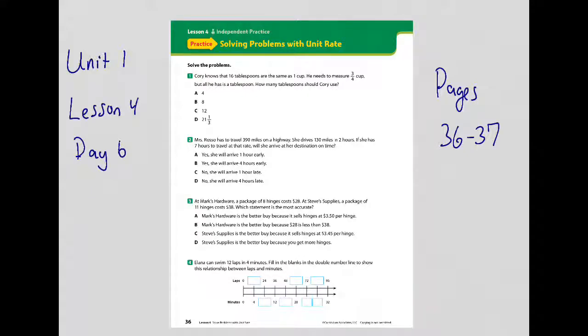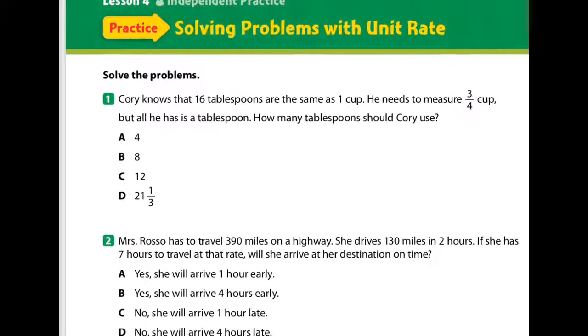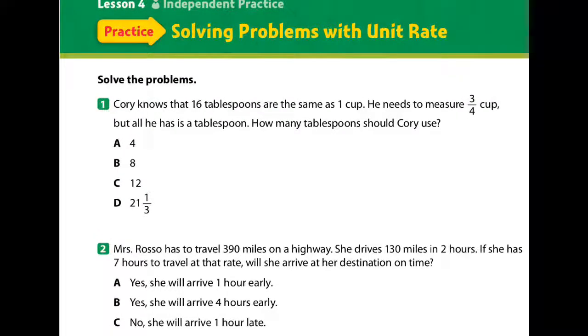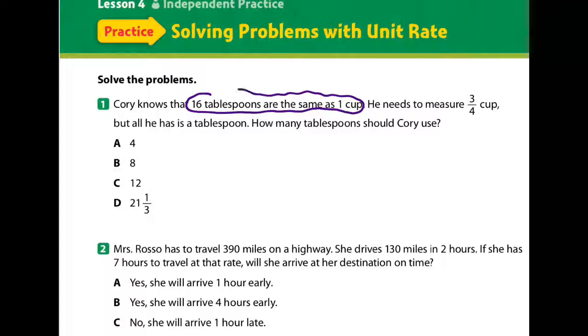Okay, so now, let's go through, and I'm going to start going over number 1. So number 1 says, Corey knows that 16 tablespoons are the same as 1 cup. He needs to measure 3/4 of a cup, but all he has is a tablespoon. How many tablespoons should Corey use? All right, so here's where we have our ratio. 16 tablespoons are in 1 cup, but he doesn't need a cup. He only needs 3/4 of a cup.